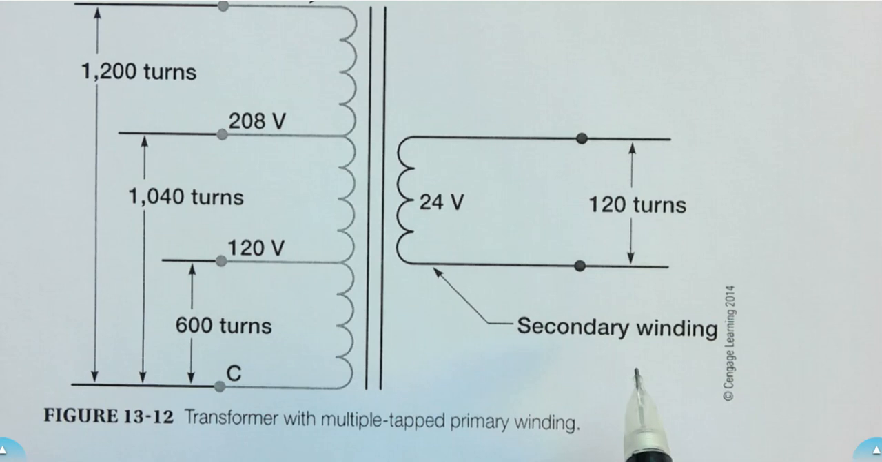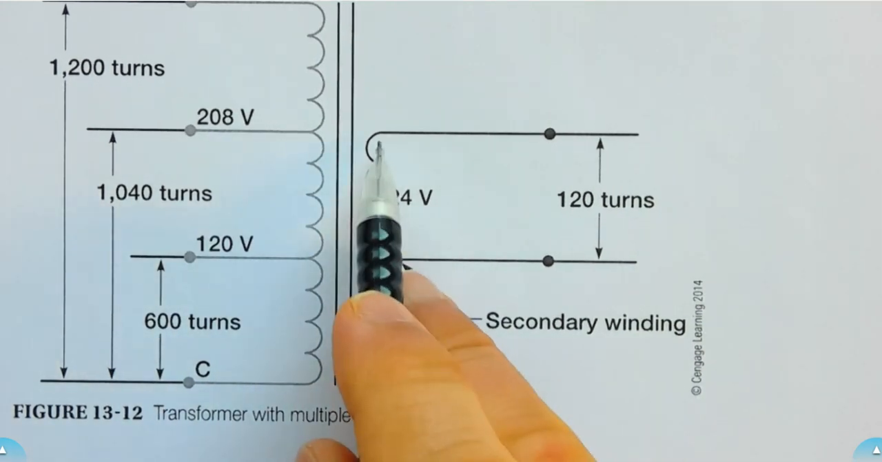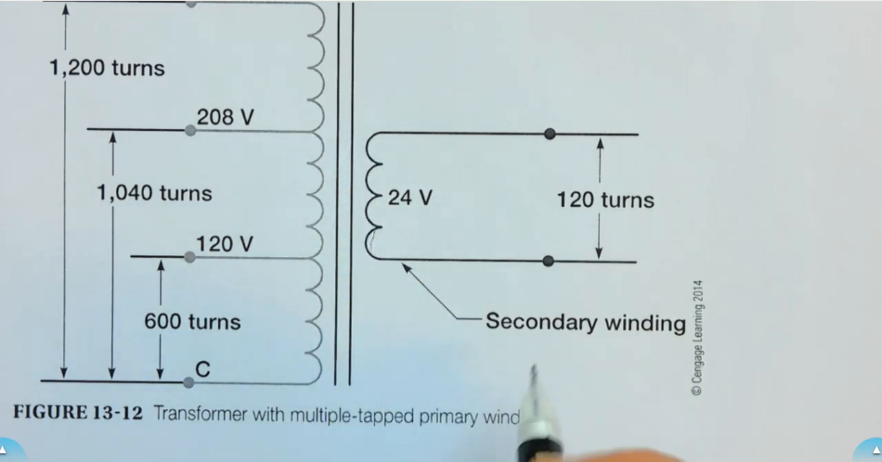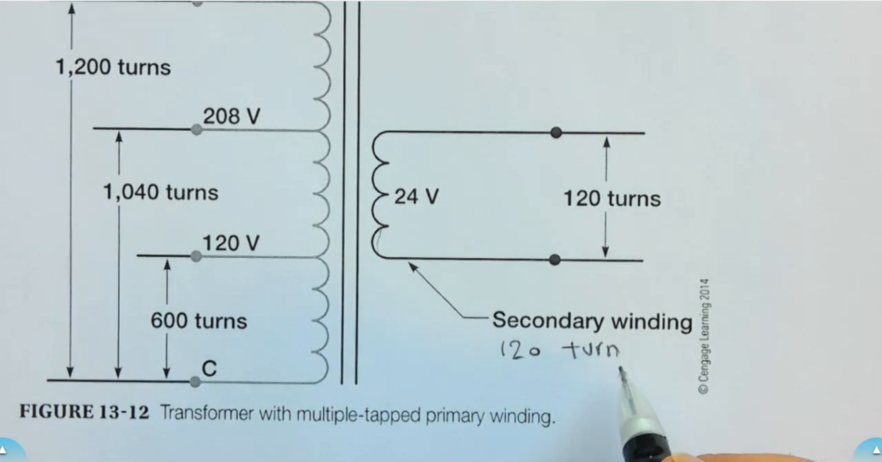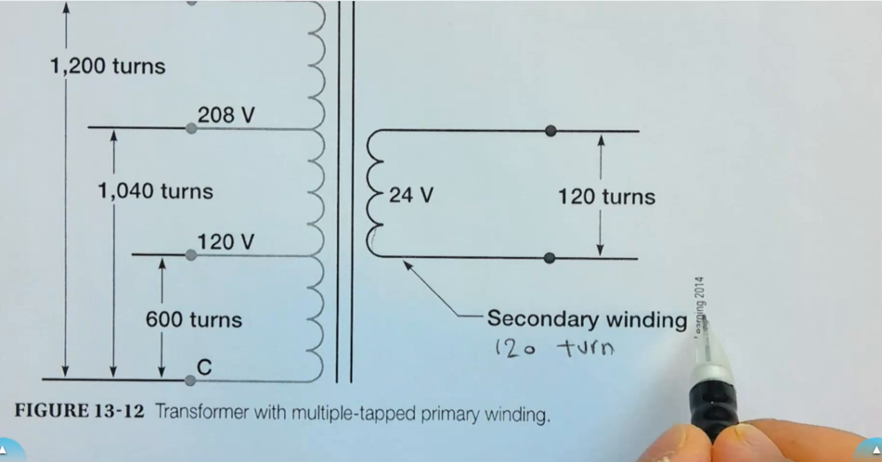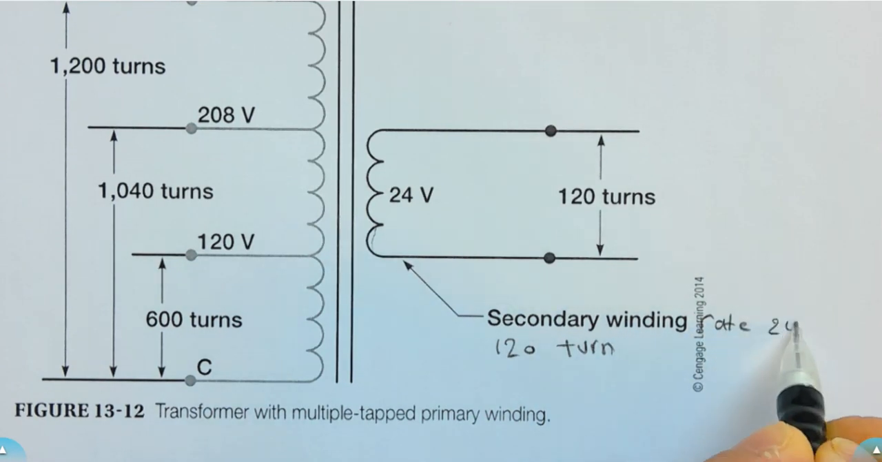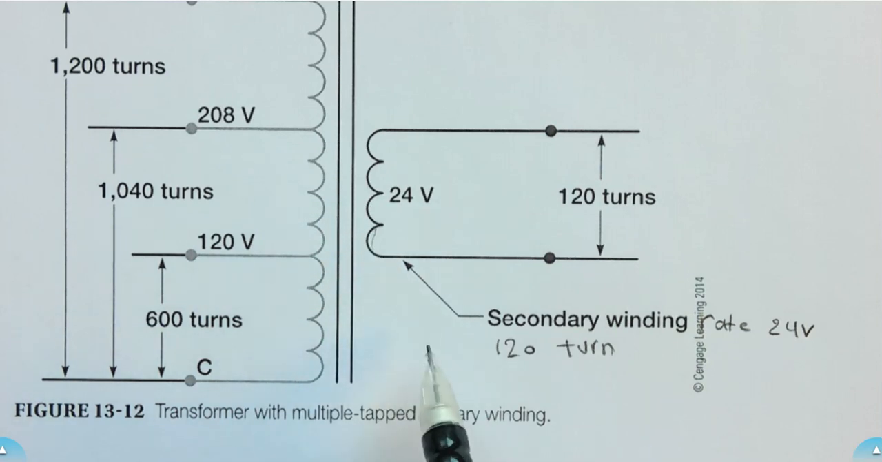This is the secondary winding. You can see the winding has a number of turns. The number of turns here is 120 turns for this winding, and this is rated at 24 volts. You have to know this is rated at 24 volts, and the number of turns is 120.